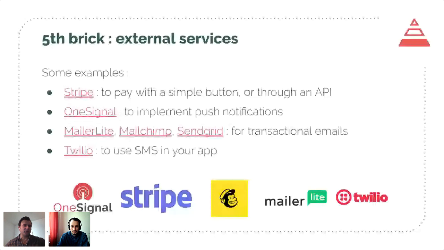For example, you can use Stripe to pay with a simple button or through an API, a very powerful payment brick. OneSignal can be useful to implement some push notifications, the notifications you have in your phone on the top side. MailerLite, MailChimp, SendGrid for newsletters, but also for transactional emails. And Twilio is a powerful brick to use SMS in your app if you want to automatically notify users through SMS textos. So all those tools can be used in a no-code stack.